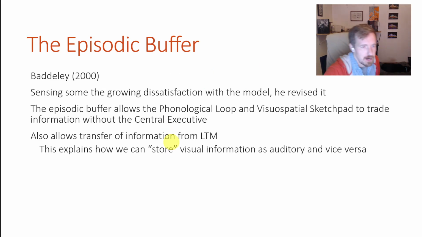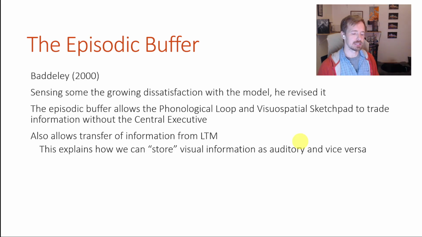And then this brings us finally to Baddeley, who updated his model to include the episodic buffer. I'm not going to talk too much about the episodic buffer because we're going to read a whole article about it. But the idea behind it is that he introduced this new component of working memory, referred to as the episodic buffer, which is going to help us transfer information from long-term memory into working memory, but also help us store visual information as verbal and verbal information as visual.